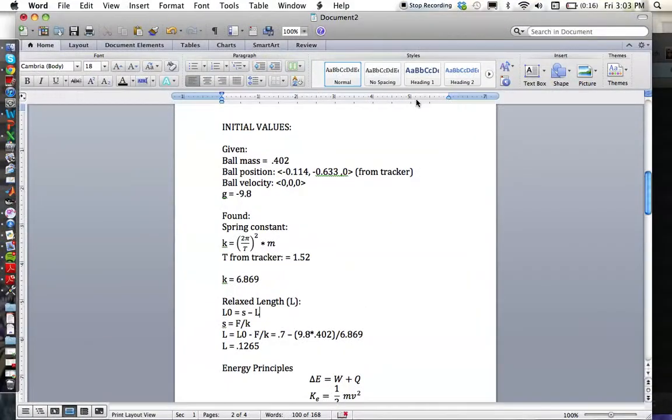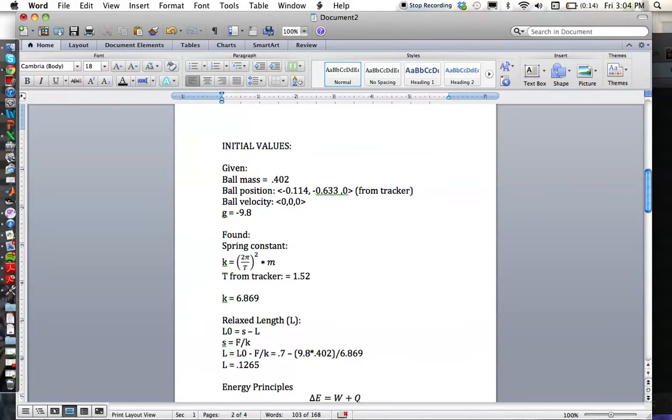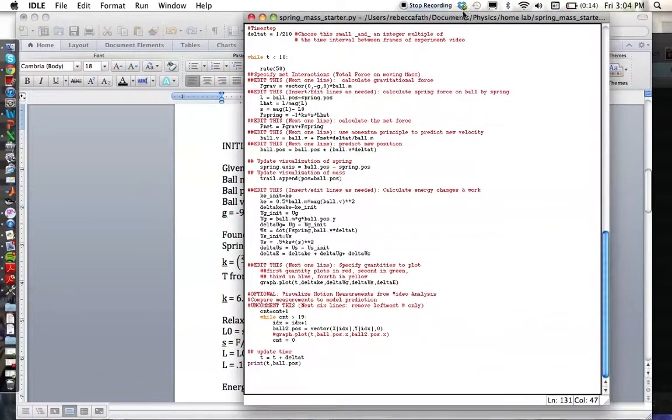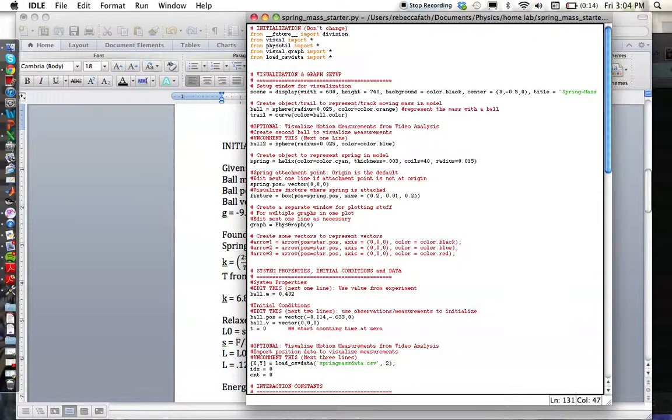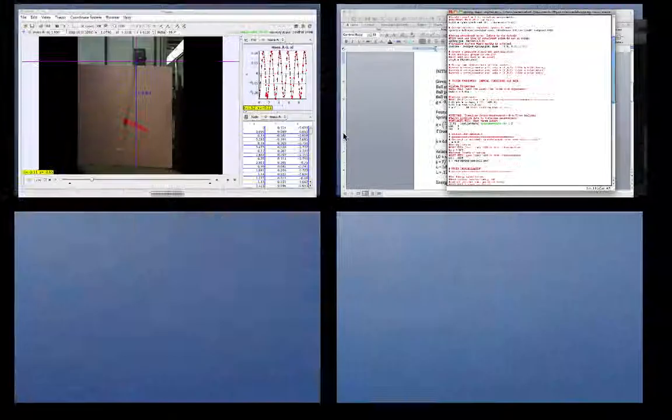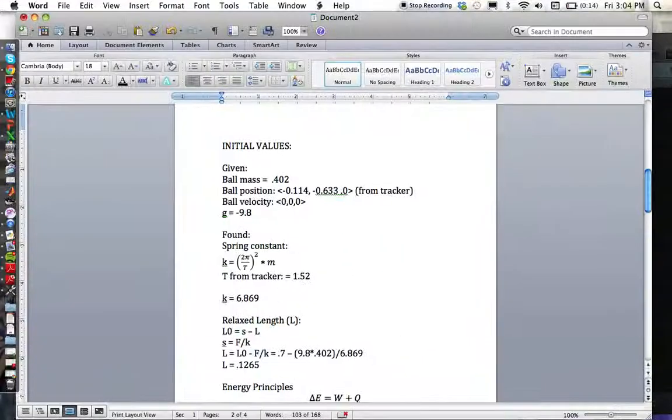But what we also need to find is the length of the spring when there is no weight on it. So I used this equation, and then found S using our force and our spring constant we just found, plugged everything in, and got a relaxed length of 0.1265. And I used these initial values and plugged them into my Tracker code, just as my initial values, so that I can use these constants throughout any of my momentum equations.